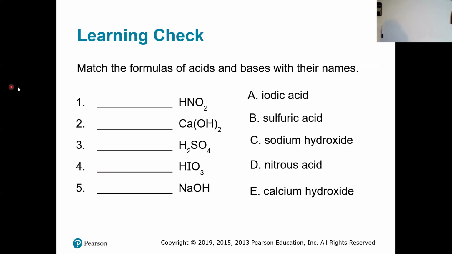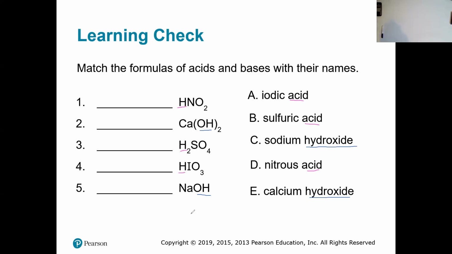We can go step by step here and try to use some kind of logic when we're looking at these. So right away, we should know, based on the hydrogens that are in the front, that these are going to be our acids. So we can underline things with the word acid, and pick a different color for these OH minuses. These are going to be our bases, so these are going to be our hydroxides.